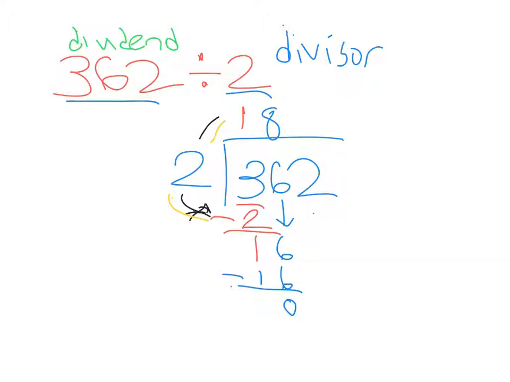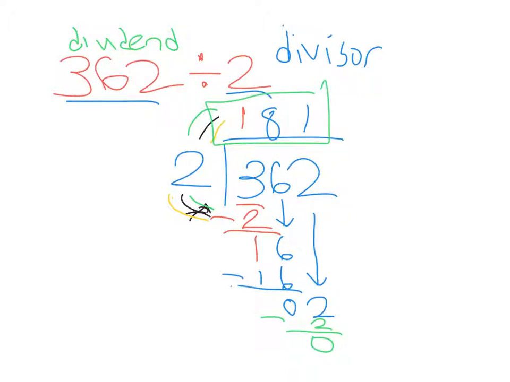So now I've got to deal with every digit in the problem, so I'm going to go ahead and bring down the 2. So how many 2's fit into 2? Well, 1 does. And then again, I do 1 times 2, and then I put that down there. 1 times 2 is 2. Subtract, and I'm left with a 0. So the answer to this problem is 181.